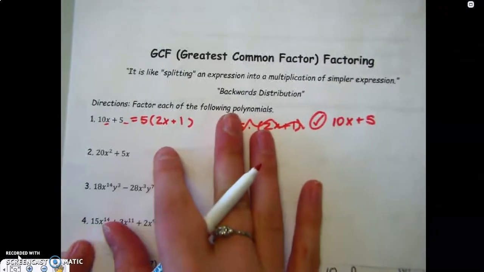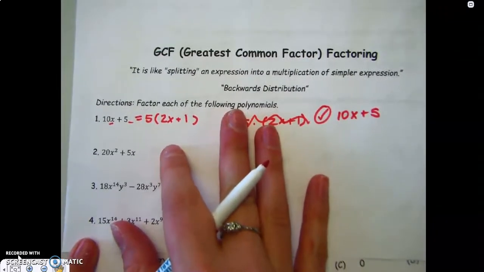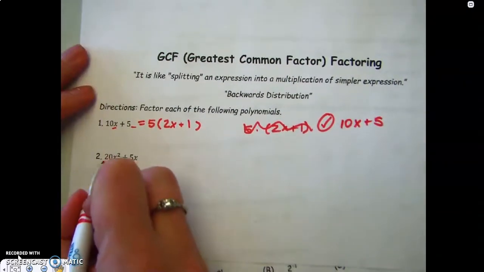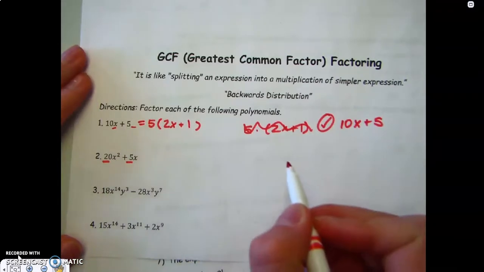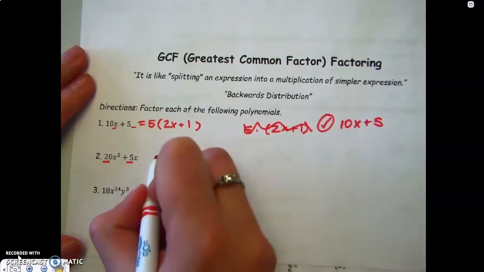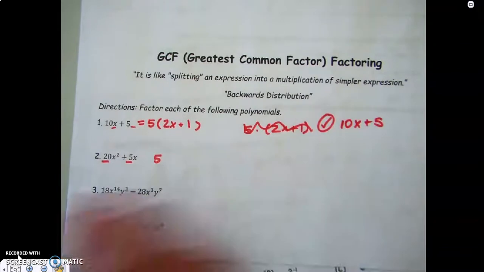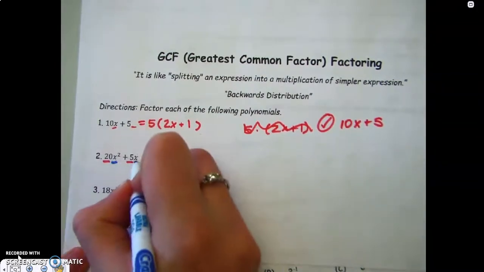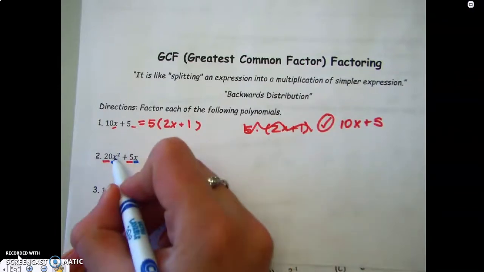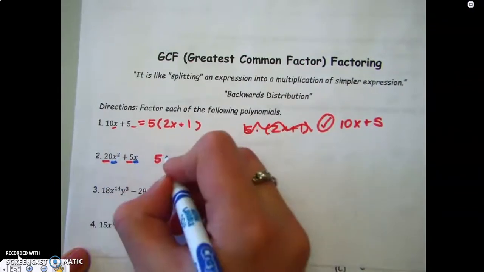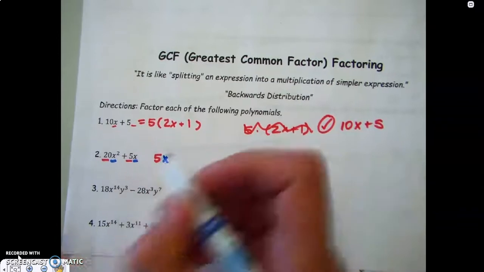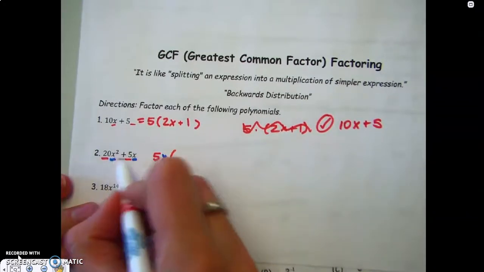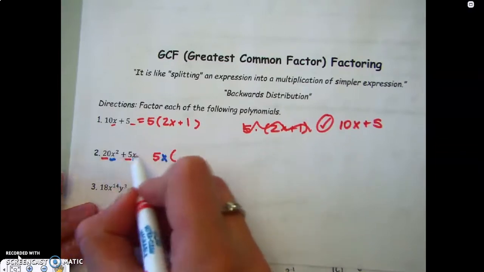Okay, number 2 is a little bit trickier because now we have variables that are alike. So first, check your numbers. Is there a common factor between 20 and 5? Yes, the common factor is 5. So I can take a 5 out of both of those things. And then I look at my variables. These variables both have an x. There's 2 of them being multiplied together here, and there's 1 here. So I can actually take out 1x. I can only take out 1 though, because this only has 1. They both don't have 2.